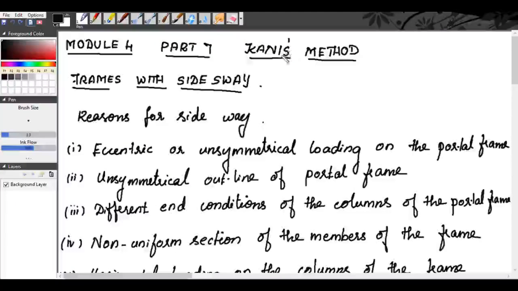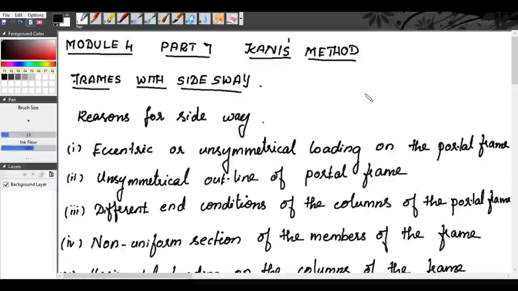Welcome everybody once again. This is our seventh class for module 4, that is for Kani's method. In the past six classes, we saw how to analyze a continuous beam using Kani's method and how to analyze a portal frame with no side sway, that is, a symmetric portal frame. From today onwards, we are going to see how to analyze a portal frame with side sway using Kani's method.